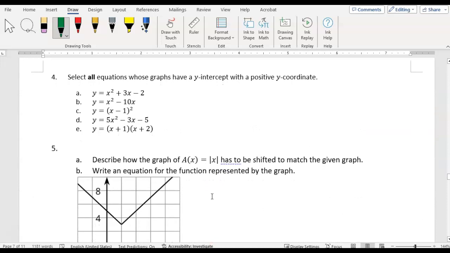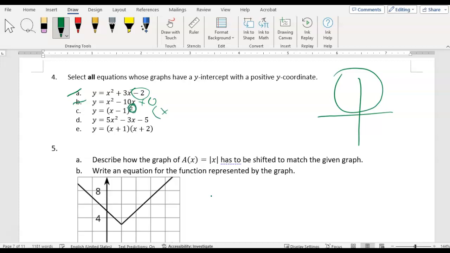So select all equations whose graph has a y-intercept with a positive y coordinate, meaning that the y-intercept is here, right? So this is -2, that's negative. This is 0, so that's neither positive nor negative. This one would be, so here's another case where we see the square outside of the parentheses, so you should be listening to this part with the volume up, because I've gone over these in the homework a few times.